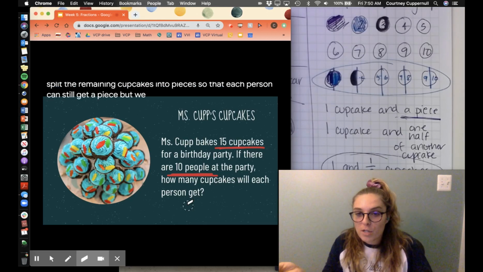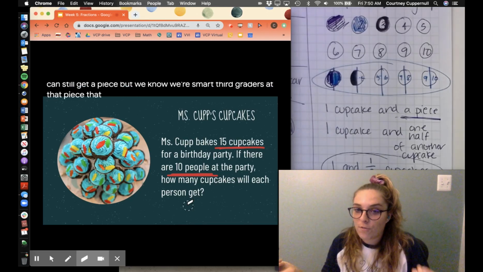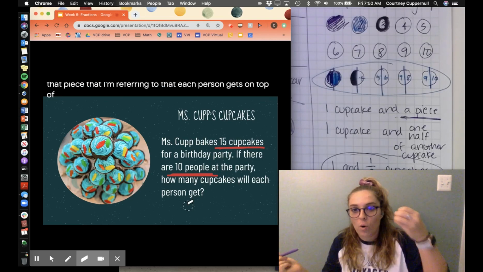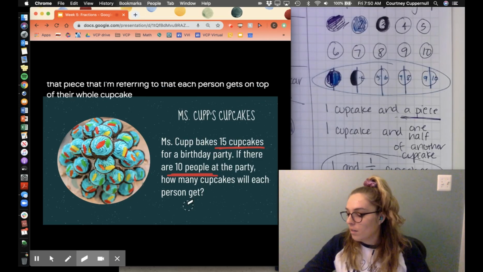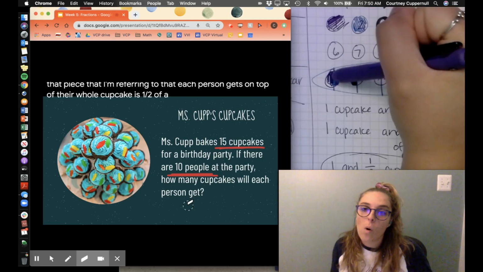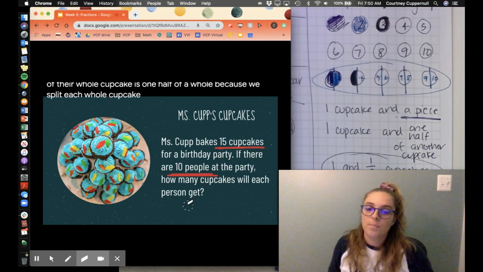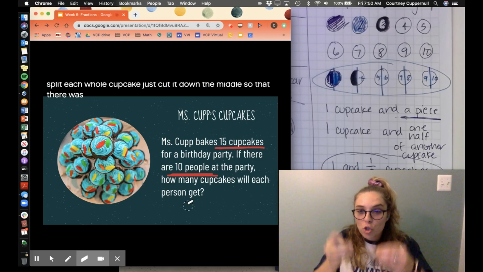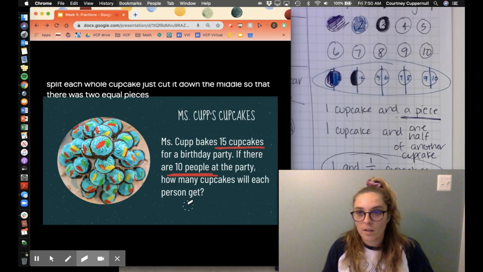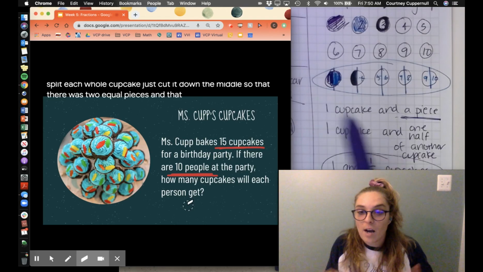But we know we're smart third graders that the piece that I'm referring to that each person gets on top of their whole cupcake is 1/2 of a whole. Because we split each whole cupcake, just cut it down the middle so that there were 2 equal pieces. And that is how we would solve that question.